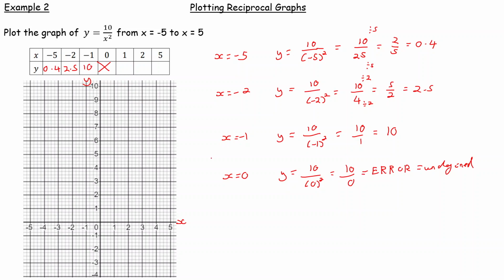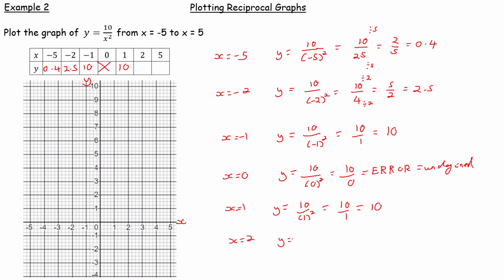When x is equal to 1, let's put it into our equation. When x is 1, we get y is equal to 10 over 1 squared. So 10 over 1 squared is 10 over 1. 10 divided by 1 is equal to 10. So that goes into here. x is 2. We keep going.